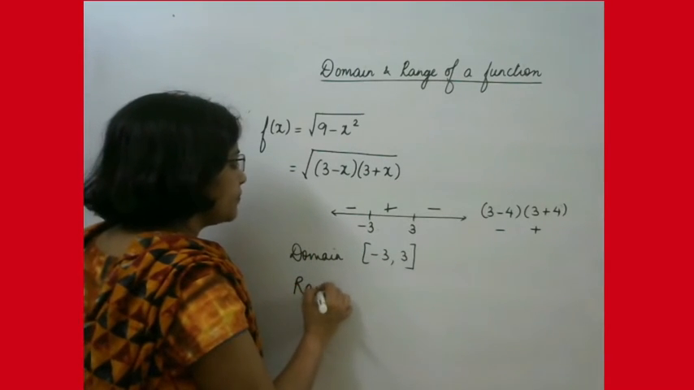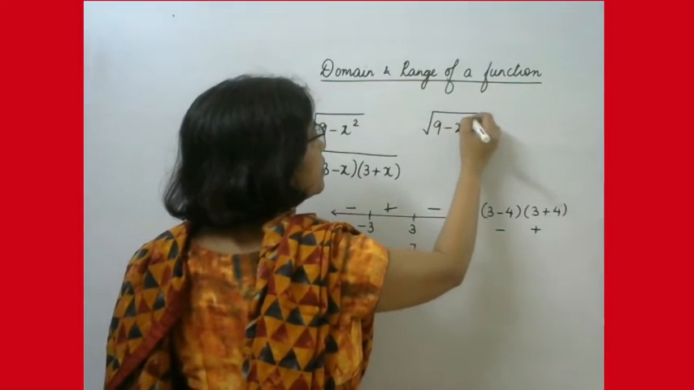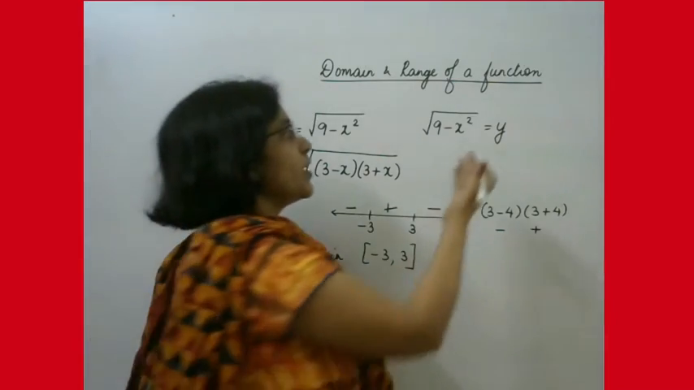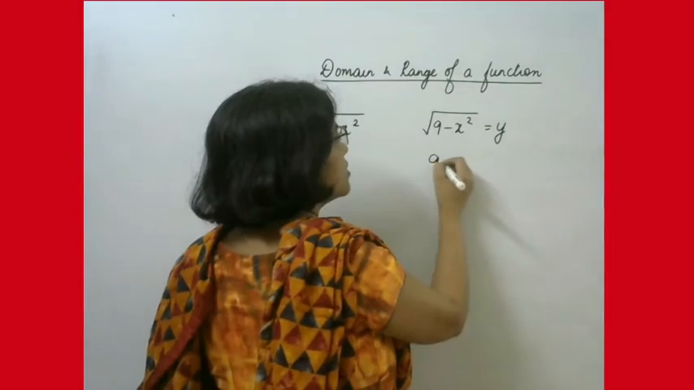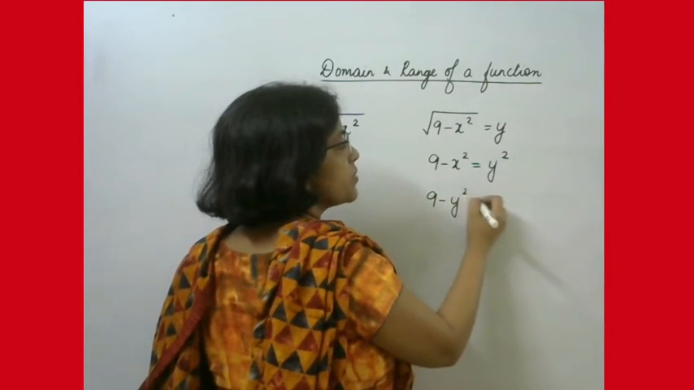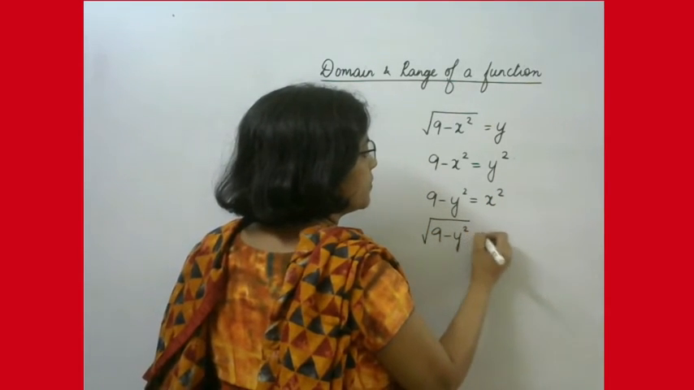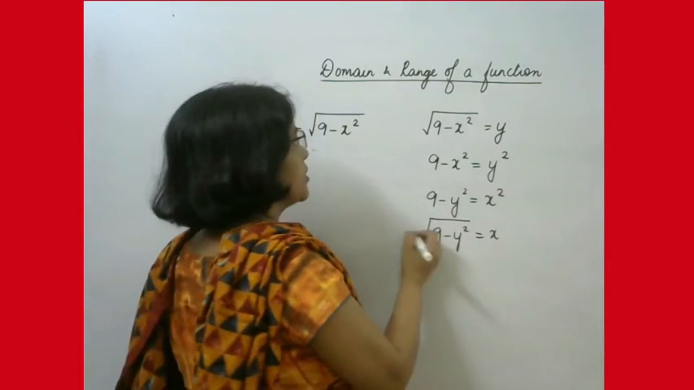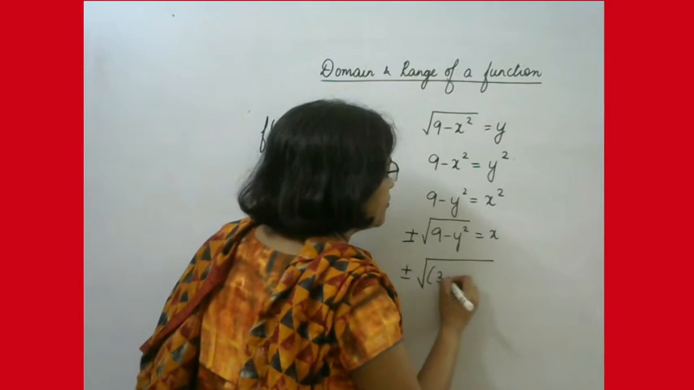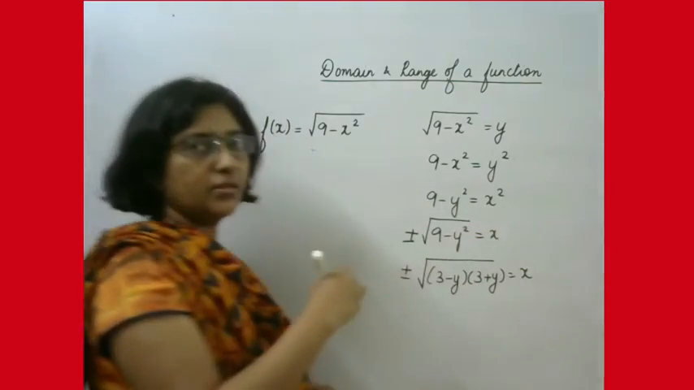For range, we know we need to equate this to y and find x equal to, so that we can decide what values of y are allowed. Squaring both sides, 9 minus y square is x square, and so the square root. Again we have, okay, here we can take plus minus, it's a quadratic value, so let's factorize it. It turns out to be similar to what we had in the domain.